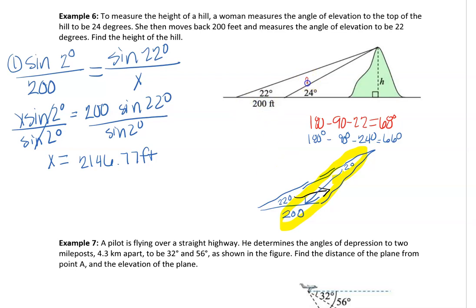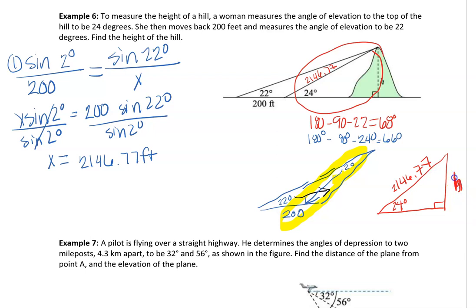If this side here is 2146.77, and I now just consider this triangle, which is a right triangle, which throws me back into some previous sections that I know, and I want to solve for, let's call this, well, it's already labeled H, we'll call it H. Think about what you have. I have an angle, I have its opposite and its hypotenuse.